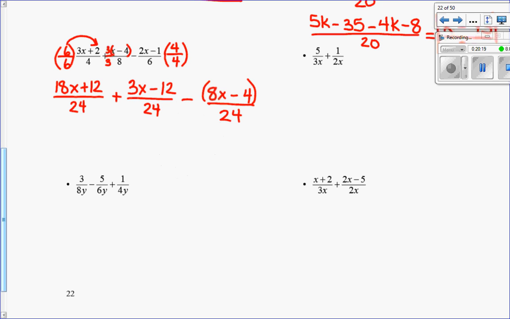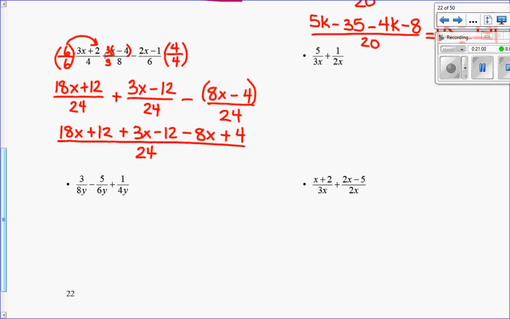Okay, now that I have a common denominator of 24, I can just go ahead and rewrite the whole numerator all together in one big long strip and put it all over a common denominator of 24. So I've got 18x plus 12 plus 3x minus 12. Then I have this negative sign. Negative 1 times 8x is negative 8x. And I've got negative 1 times negative 4, which is positive 4. And that whole big long numerator can be put over the denominator 24, the common denominator we made.